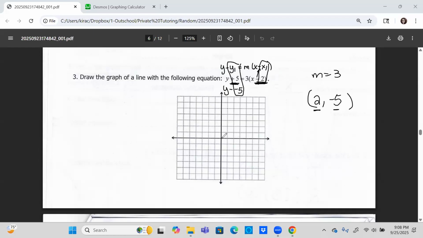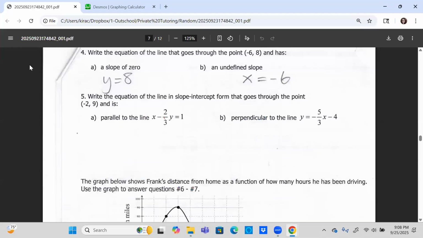We could just go to that point. So 1, 2, 1, 2, 3, 4. There it is. And then our slope is 3 over 1. Up 3 over 1, up 3 over 1, up 3 over 1. That would work too if you didn't want to get the slope intercept. Either way. Okay, cool. All right.